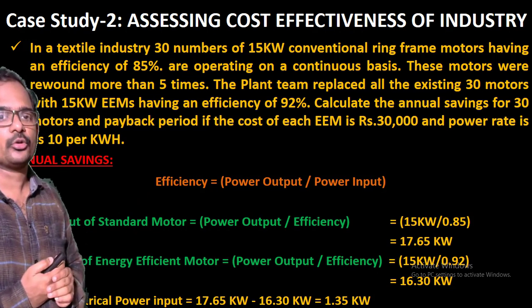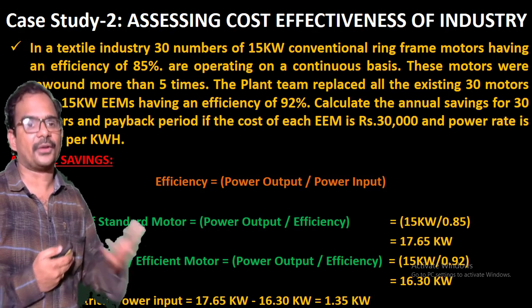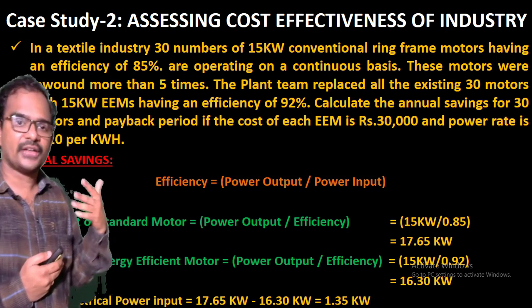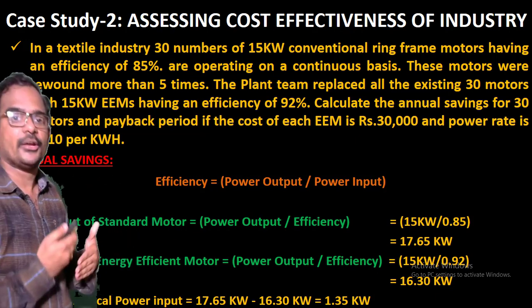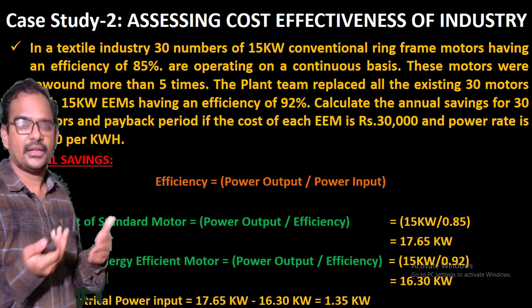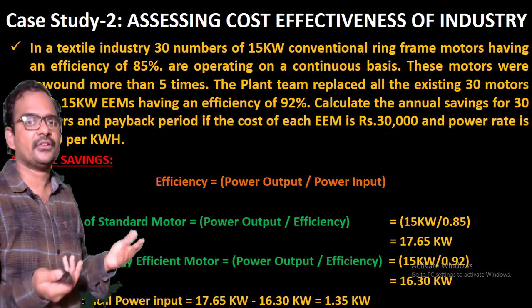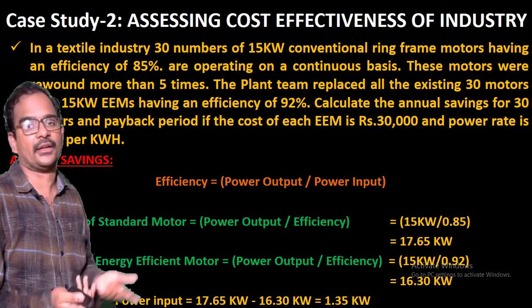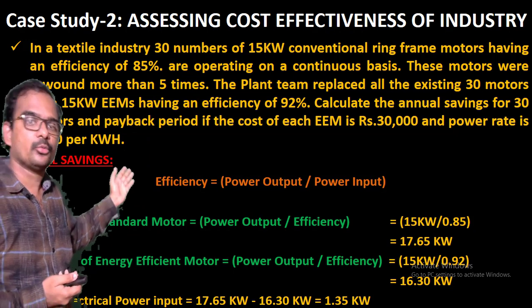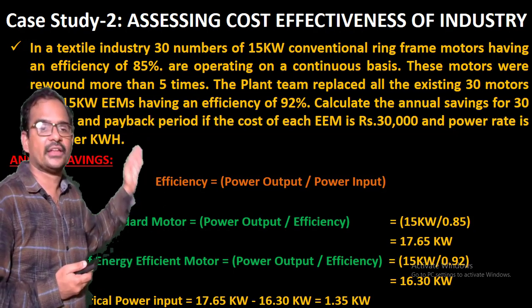The problem with the motors is the motor's winding will be damaged after long operations, and when the motor windings get damaged, you can rewind it. That you can do only up to 5 times. If you do it more than 5 times, then the motor will not give the proper output, and thereby you need to replace it after 5 times of motor winding. So the motors were rewound more than 5 times. All these 30 motors are age-old motors and they have already spoiled.